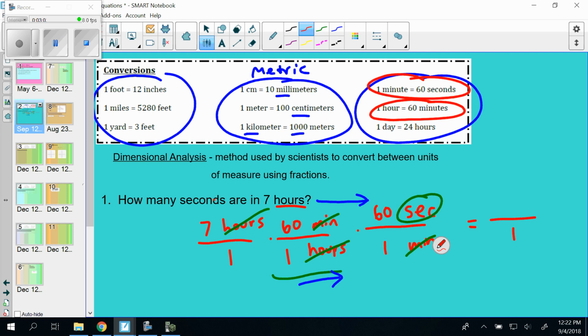On top, we've got 7 times 60, which ends up being 420. Well, we're dividing by 1, so there's nothing to do. So then our answer comes out to be 25,200 seconds is the same as 7 hours.